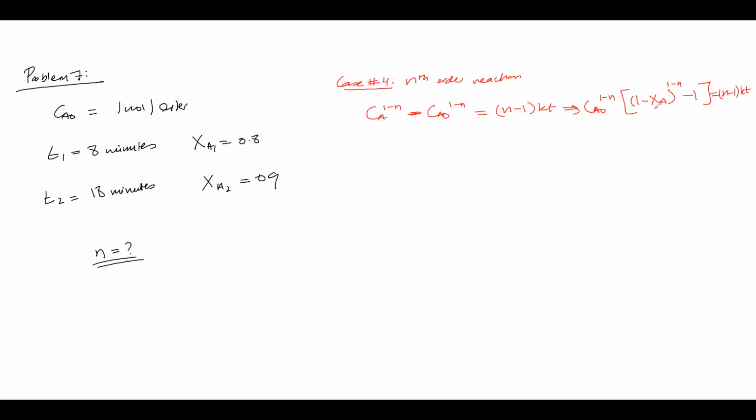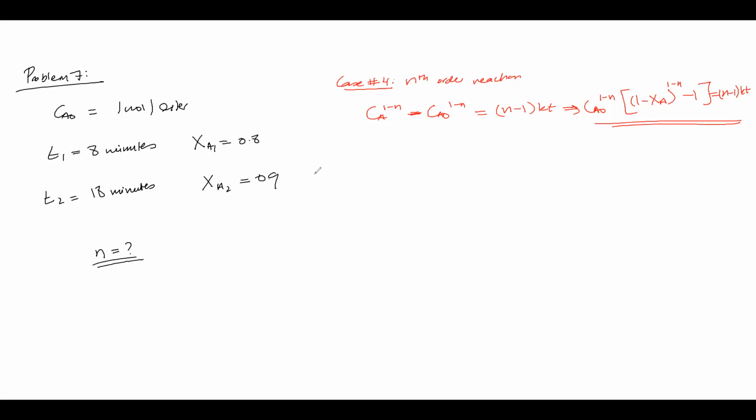And you can use this functional form directly if you want to, but this is really the functional form for case number 4: Ca0 to the 1 minus n, times the bracket (1 minus Xa) to the power 1 minus n, minus 1, is equal to (n minus 1) kt, okay? So now you just plug in your numbers in this case, right?